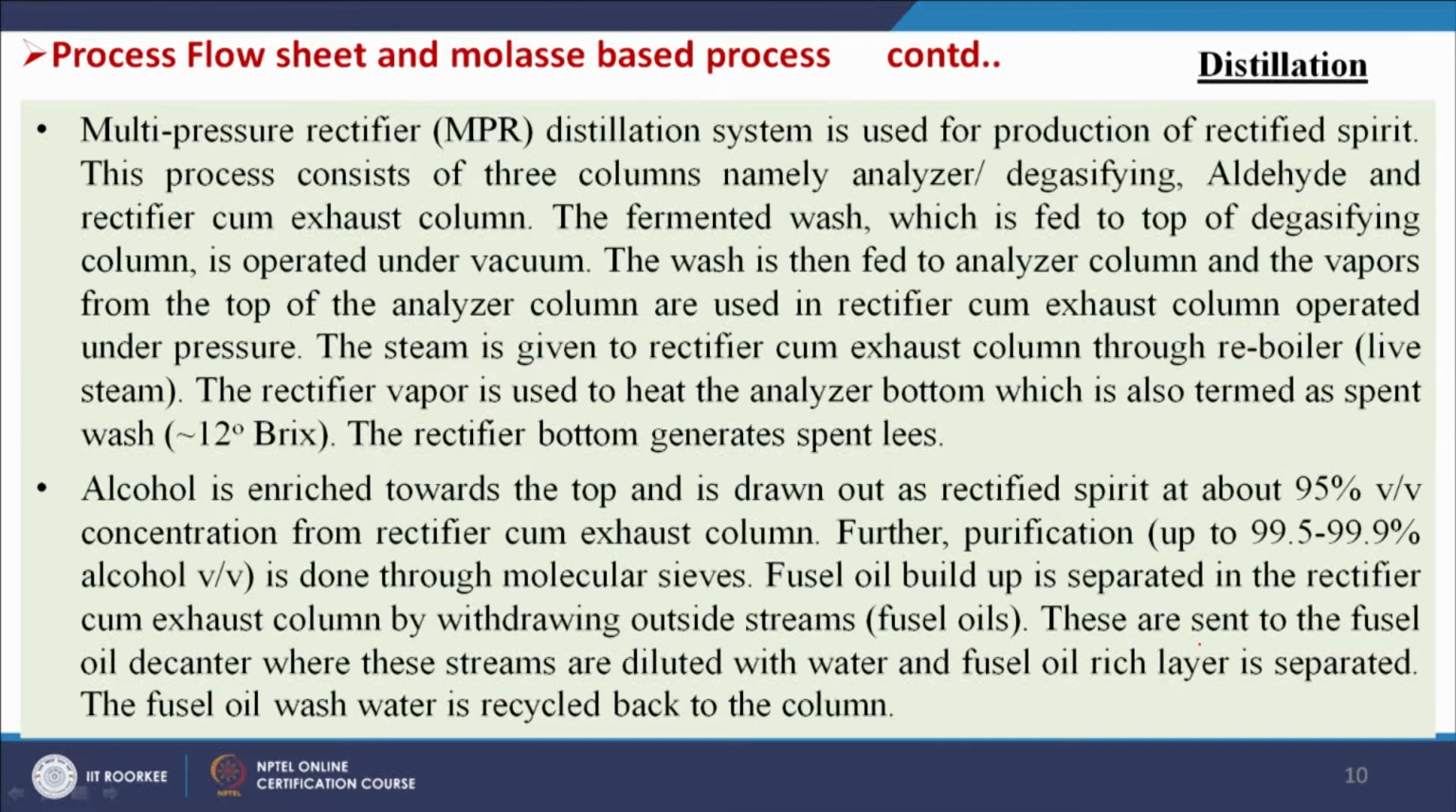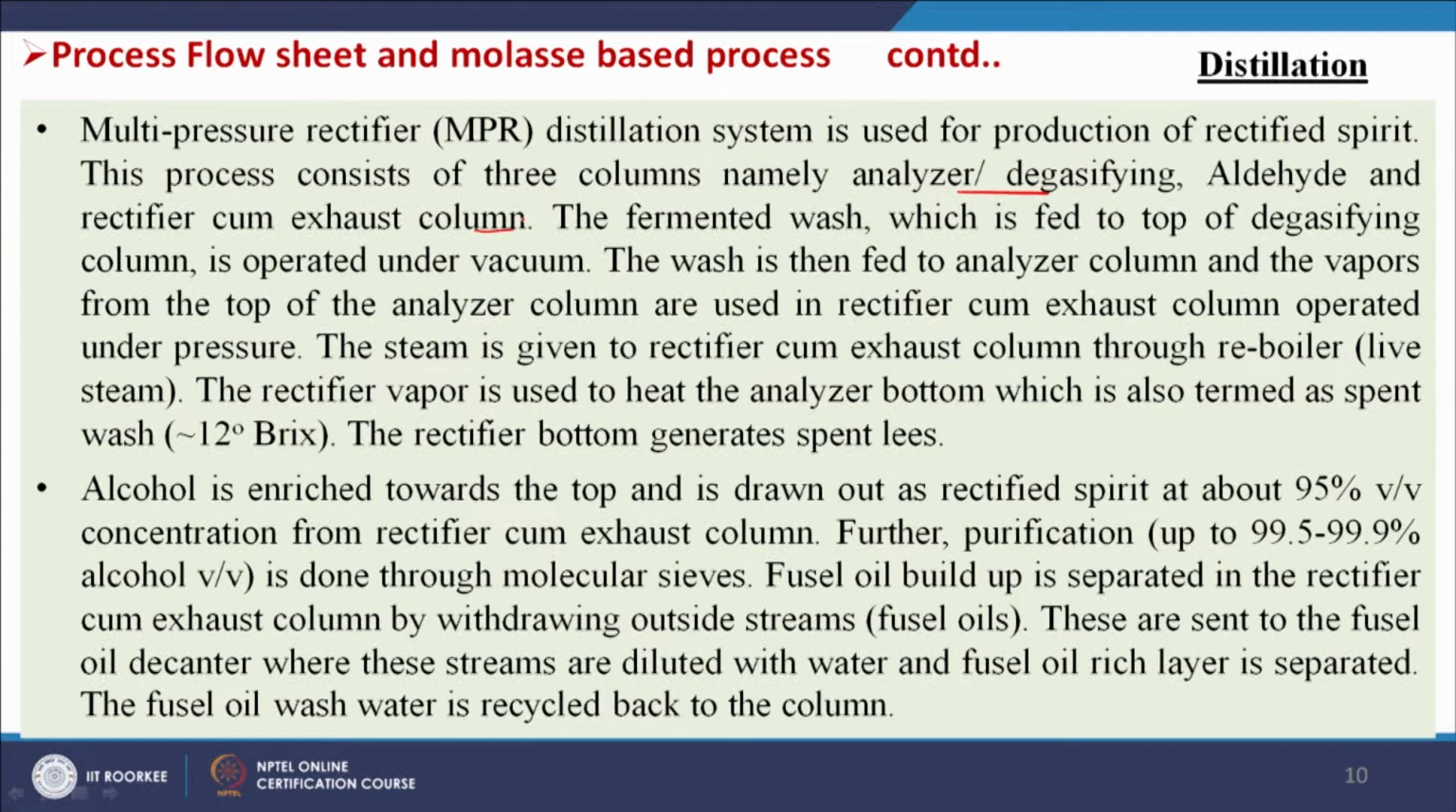So, a multi pressure rectifier distillation system is used for the production of rectified spirit. Basically, our objective will be to produce rectified spirit, and then in the second step we are interested to produce more pure alcohol, more than 99% pure alcohol. So, in that case we need distillation columns. There are 3 columns, namely the analyzer or degasifying column, and then the aldehyde column and the rectifier cum exhaust column.